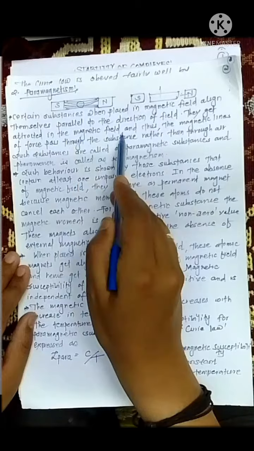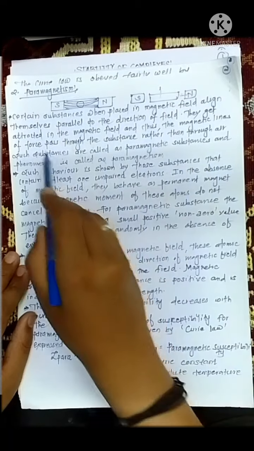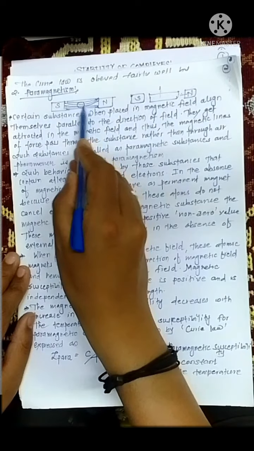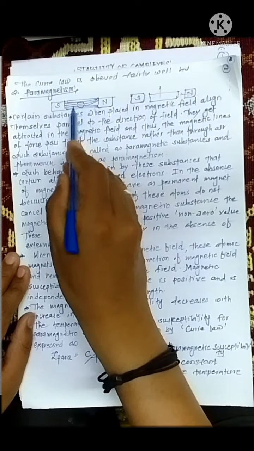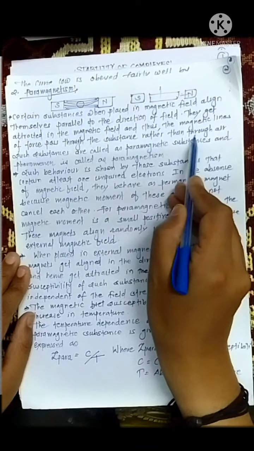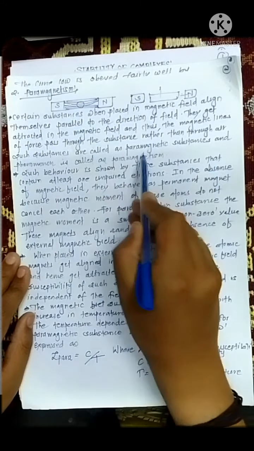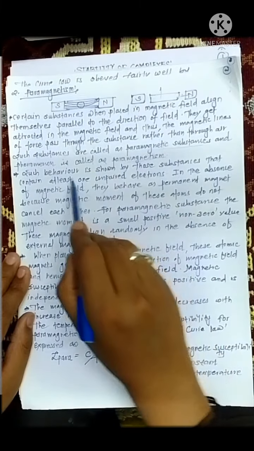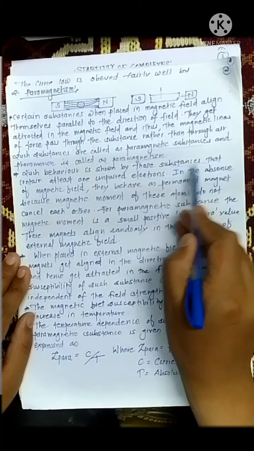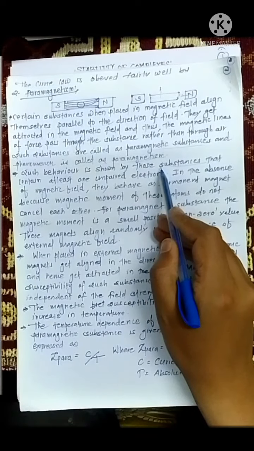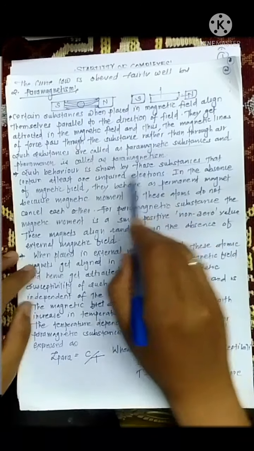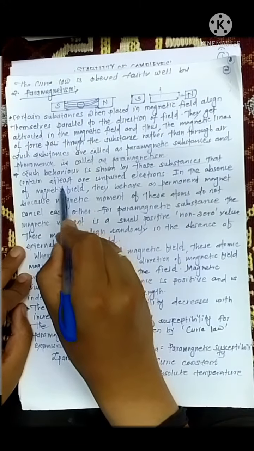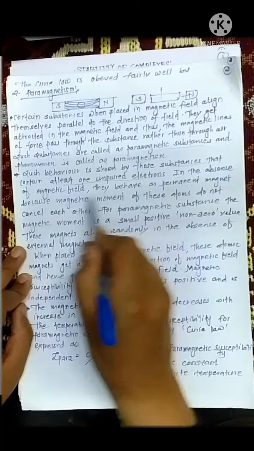They get attracted in the magnetic field, and thus the magnetic lines of force pass through the substance. It is clearly seen in this diagram that magnetic lines of force are passing through the substance rather than through the air. Such substances are called paramagnetic substances, and the phenomenon is called paramagnetism. Now, it is important: what is the root cause of paramagnetism? Such behavior is shown by those substances that contain at least one unpaired electron.